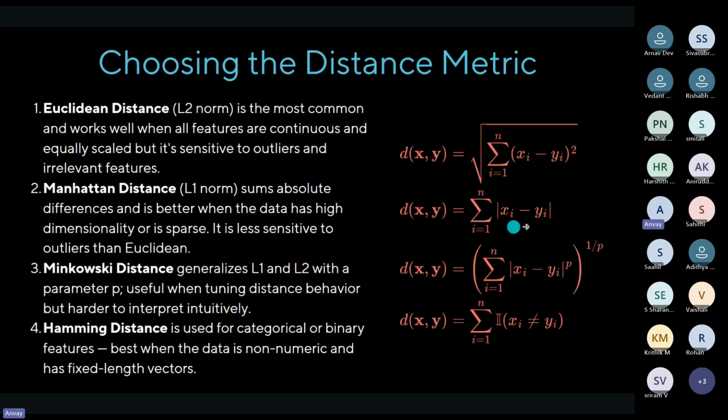Then you've got Manhattan distance, which is this, and Minkowski distance, which is this. By the way, these two distance metrics are derived from this. If you put p is equal to 2, you'll get Euclidean distance. If you put p is equal to 1, you'll get Manhattan distance.